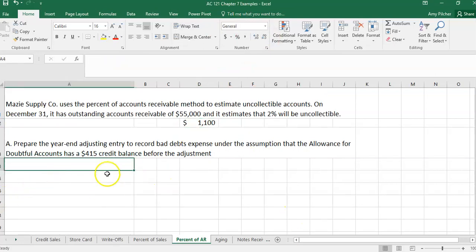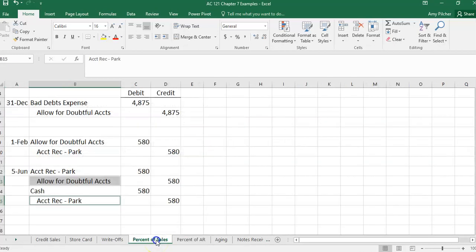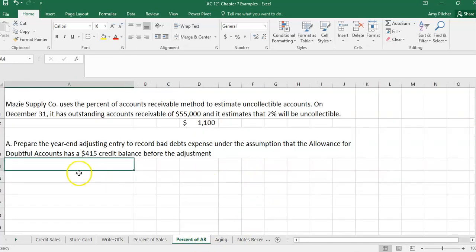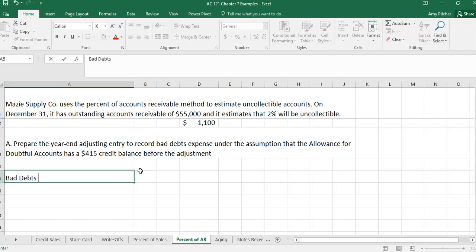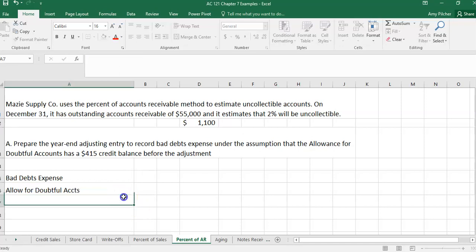Okay. Then we need to prepare our year-end adjusting entry to record bad debts expense under the assumption that the allowance for doubtful accounts has a $415 credit balance before the adjustment. So if you remember, in the percent of sales, our bad debt expense is that percent of sales that we deem uncollectible. However, in the two accounts receivables methods, the adjustment is whatever it takes to make our ending balance that amount.